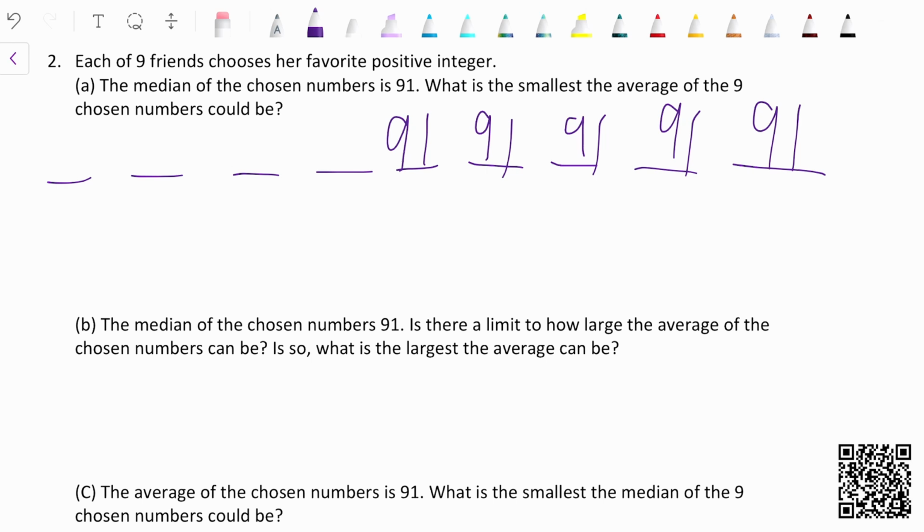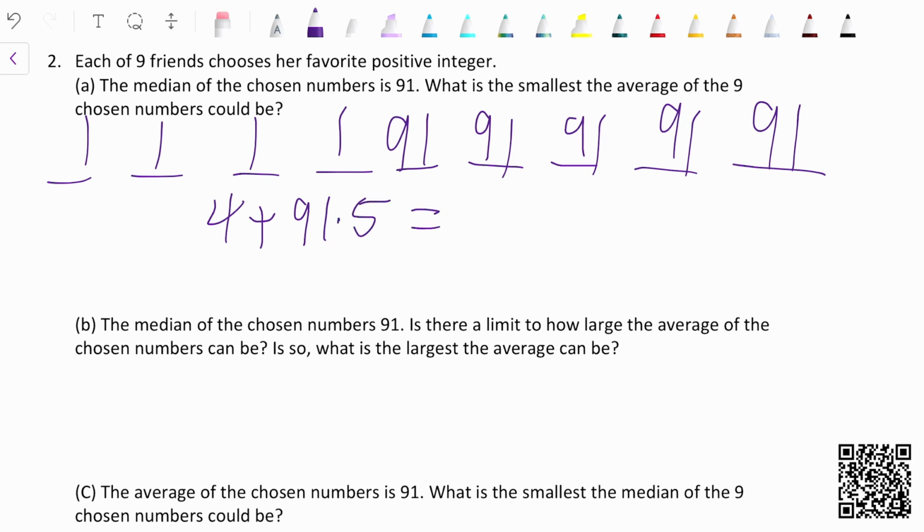And to make the average of the 9 numbers as small as possible, we're going to set all the other numbers as 1. Since this is basically now just 4 plus 91 multiplied by 5, so 91 times 5, 90 times 5, which is 450.